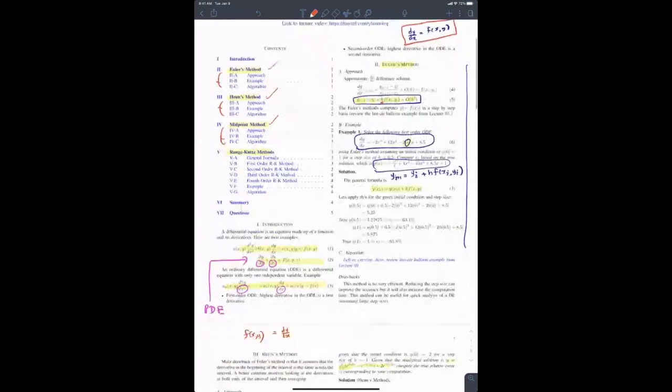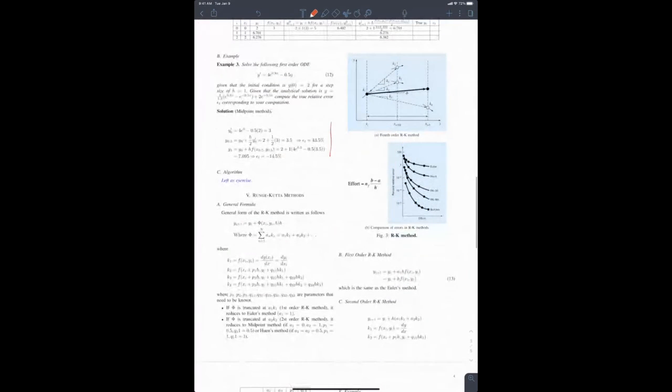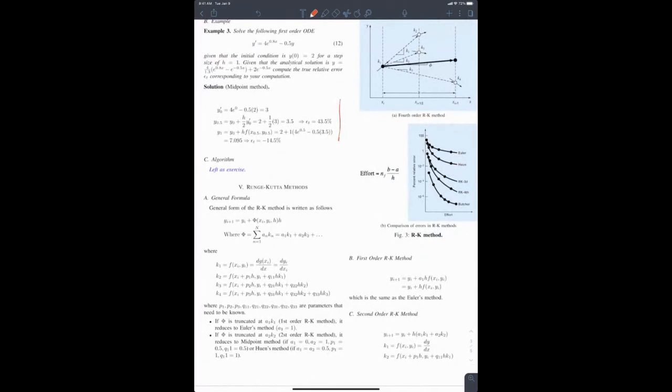And then we are going to go to the Runge-Kutta method. What we are going to see is a general formula for the Runge-Kutta method that looks like Euler's method, except for that phi there. So yi plus 1 is yi plus h times phi(xi, yi, h). In Euler's method, instead of that phi(xi, yi, h), we used f(xi, yi).